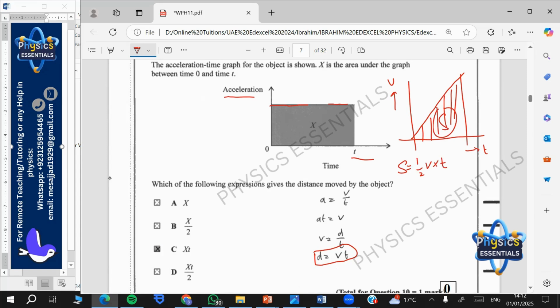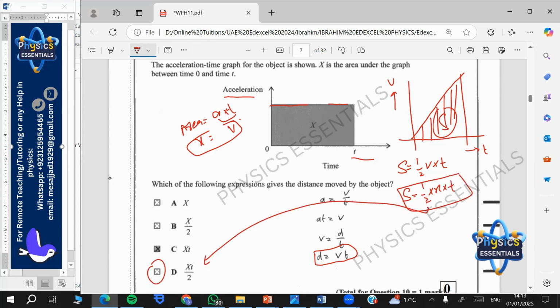And according to the acceleration time graph, if you find out the area under the acceleration time graph, you will get a into t. And area under acceleration time graph actually gives you v. And this area, sorry, I need to correct it. This area is actually given as x, and this acceleration times time is actually speed. So x equals v. Now all you need to do is put v as x. So this should be your answer. And the answer was D.